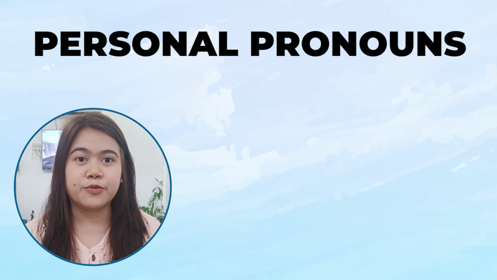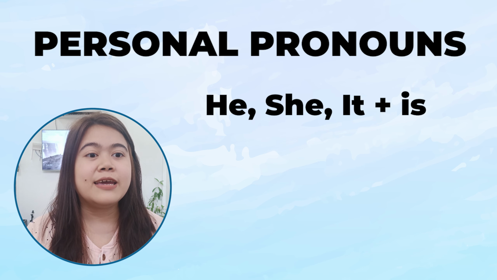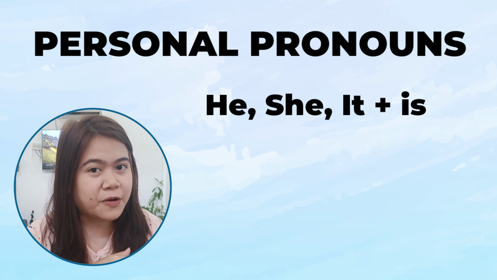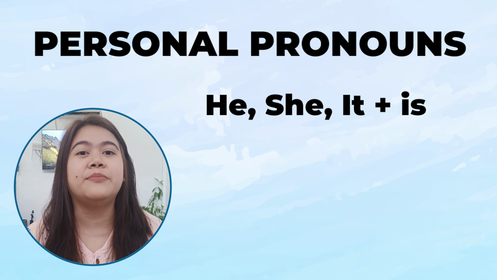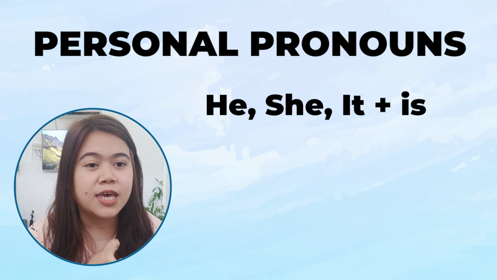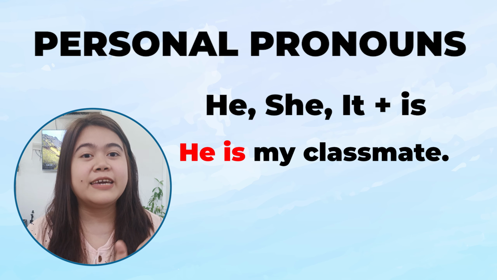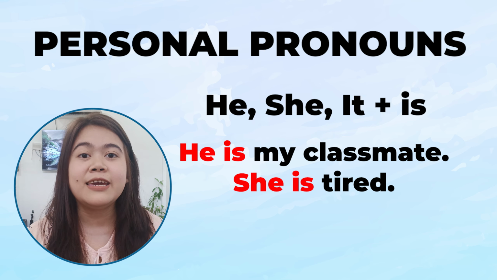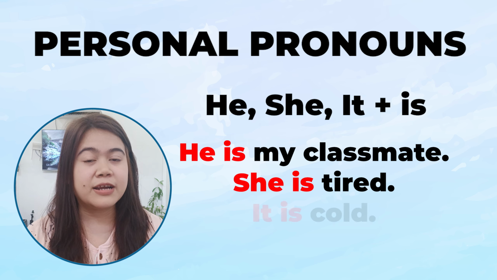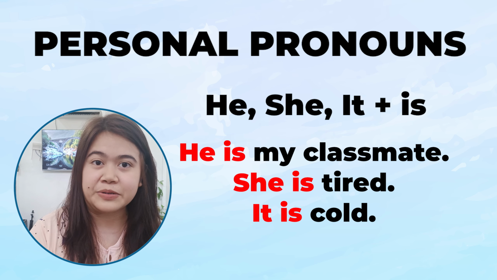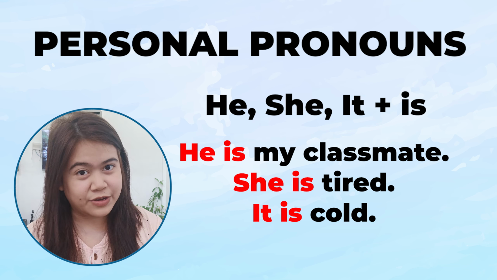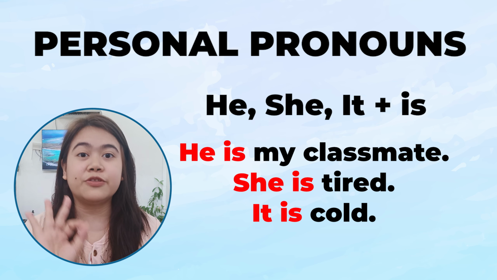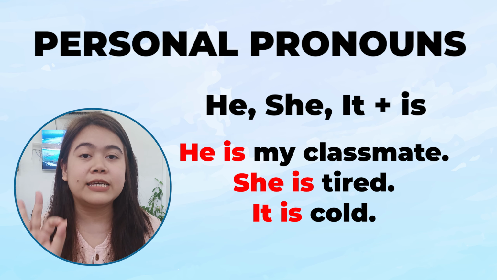Now, we have another group. He, she, it. They all use is. One person, one animal, or one thing. For example, a boy, he is my classmate. A girl, she is tired. Or it is cold. We're talking about the weather as it. So, easy to remember. All 3 of them use is.